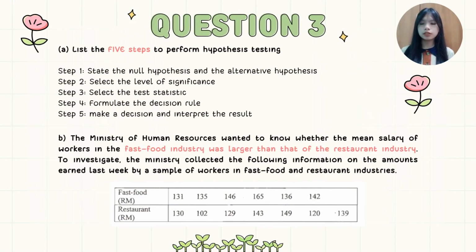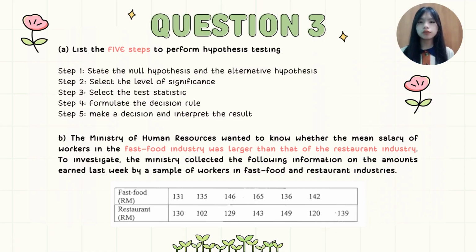Question 3a asks to list the 5 steps of hypothesis testing. Step 1: state the null hypothesis and the alternative hypothesis. Then select the level of significance and select the test statistic. Step 4 is to formulate the decision rule. Last, make a decision and interpret the result.